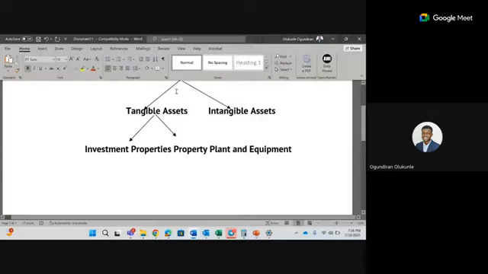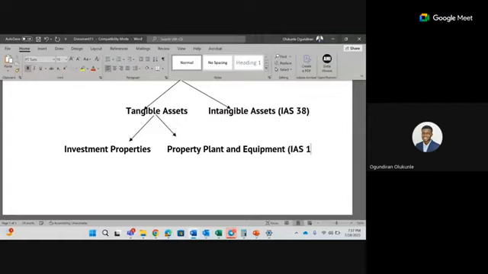This one, right, we are going to be applying IAS 40 for this. This is IAS 16, right? That's the standard that deals with property, plant, and equipment.